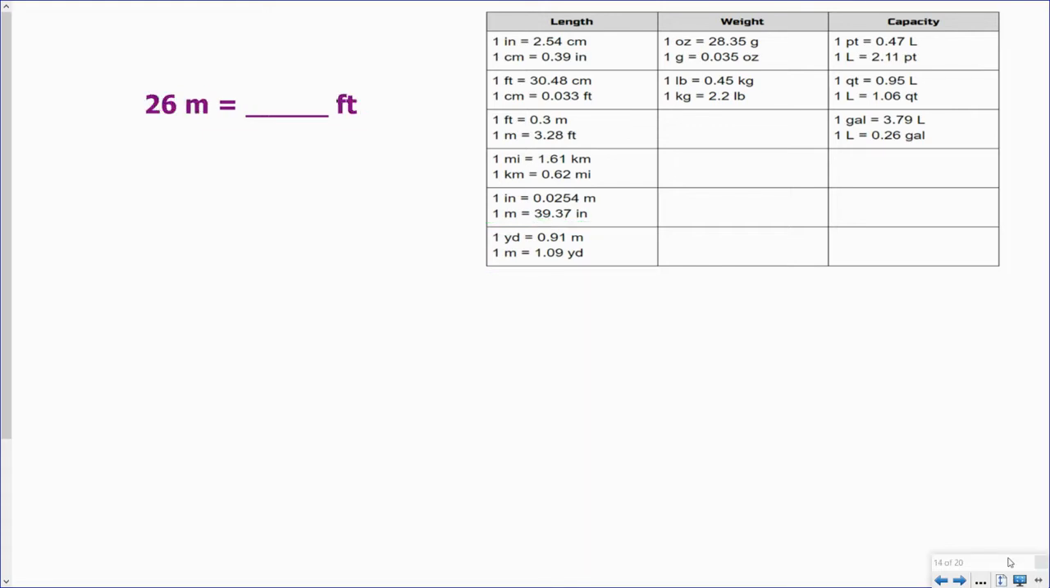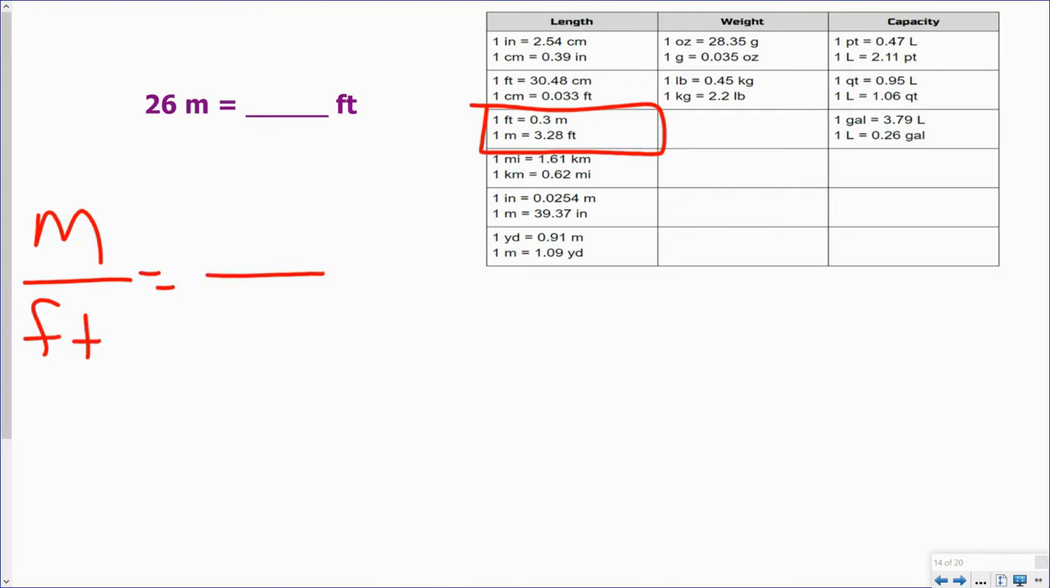So in this problem, I have 26 meters equals blank feet. So in my table, I need to figure out where I'm comparing feet and meters, which would be right here. So again, I can set up my two different proportions. And here I'm comparing meters to feet. And so in setting that up, I have 1 here and 3/10 here. Again, I have 26 meters over blank feet because that's what I'm trying to find.